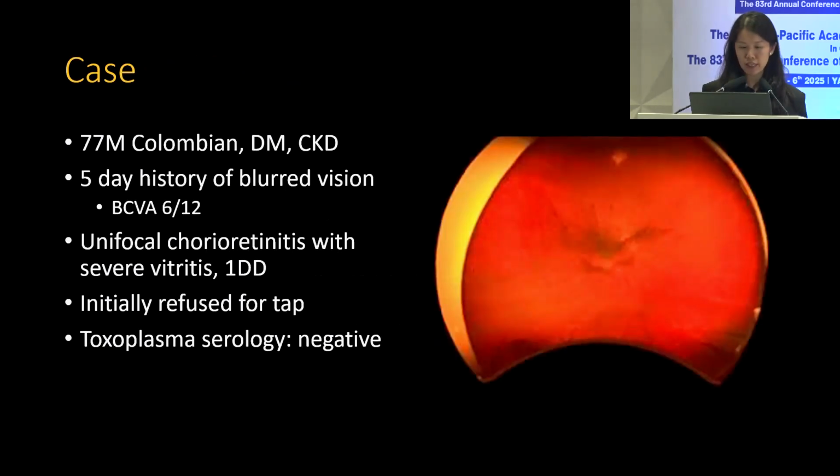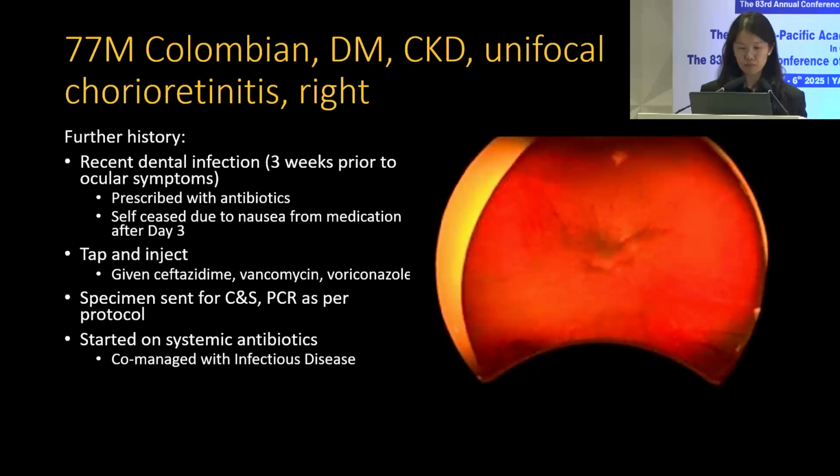So let me share with you a case of a 77-year-old male who presented with a 5-day history of blurred vision, presenting with a unifocal chorioretinitis with severe vitritis. He was recommended to do a tap and inject, for which he initially refused and opted to have topical medications and basic systemic investigations. And a day after, the lab results came back negative, including toxoplasma. Then history was revisited, and a recent dental infection 3 weeks prior was noted, and antibiotics were given, which he self-ceased due to nausea. At this time, he already agreed with the tap and inject.